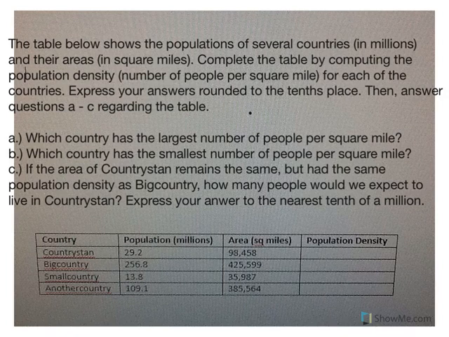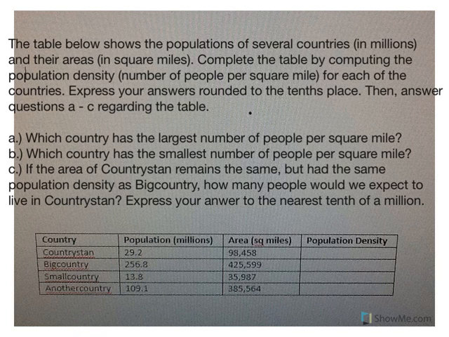The table below shows the populations of several countries in millions and their areas in square miles. Complete the table by computing the population density, which is the number of people per square mile for each of the countries. Express your answers rounded to the tenths place. Then answer questions A through C regarding the table.